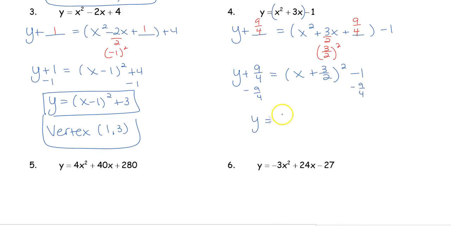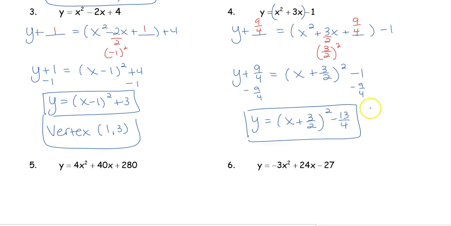So we get y is equal to x plus 3 halves quantity squared. A negative 1 minus 9/4 is going to be a negative 13/4. Make sure that you are able to make those calculations in your calculator if you can't do them on your own. So don't forget, it's the opposite of what you see on the inside. So since I see a positive 3/2, it's really a negative 3/2. Exactly what you see on the outside, that negative 13/4.